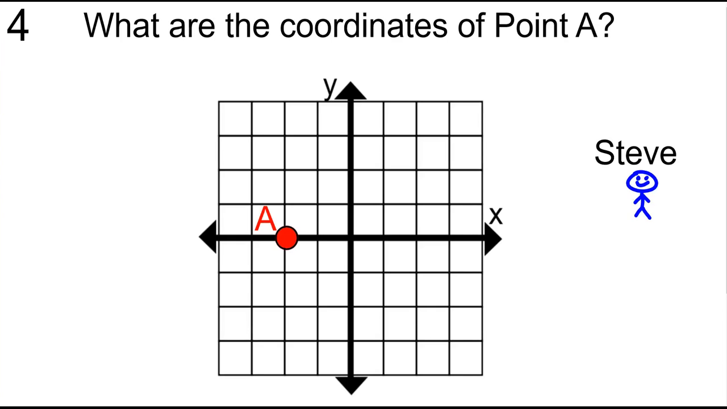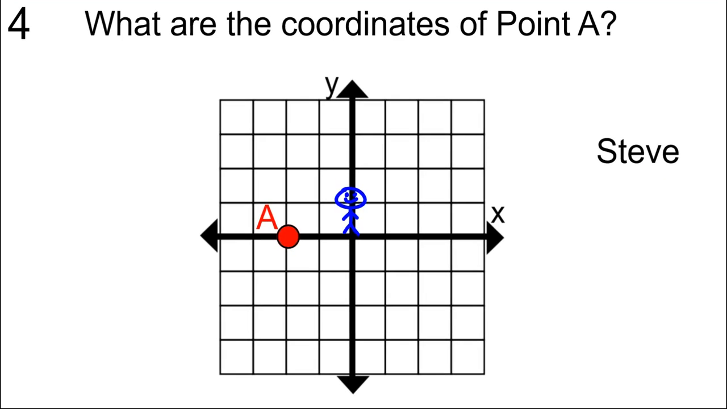Number 4, what are the coordinates of point A? Let's put Steve at the origin. He would just go 2 spaces to the left. He would not go up or down. Therefore, the coordinates are (-2, 0). You have to have the parentheses with no spaces.